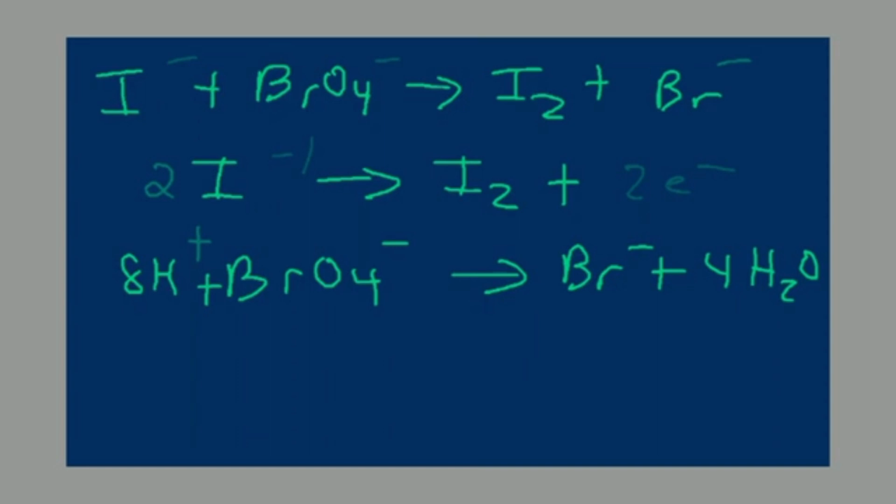Now let's check for the total charge. The total charge on the right side is -1. On the left side, it's 8 plus -1, which is +7. 7 differs from -1 by 8. 7 minus -1 is the same as 7 plus 1, which is 8. So we need to add 8 electrons to the left side.